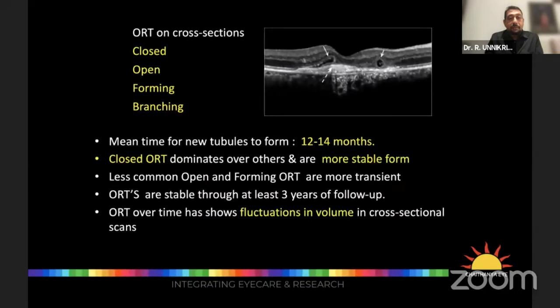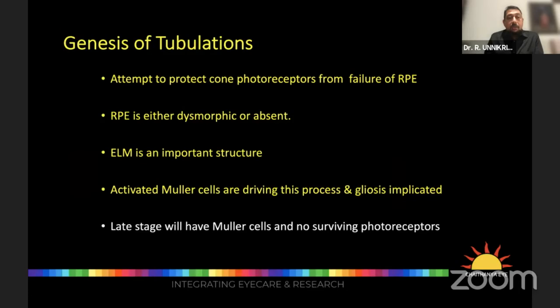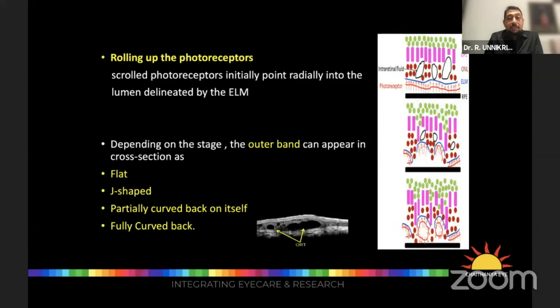Okay. ORTs, based on cross-section, can be closed, open, and forming or branching. The closed ORTs are stable, they usually take about 12 to 14 months, and they are called stable if they are present for at least 3 years. The ORTs are an attempt by the photoreceptors, in the failure of an RPE, to protect themselves where the RPE is dysmorphic. The ELM is an important structure which causes the formation of the tubulations by touching the basal layer first and rolling up the photoreceptors inside them.